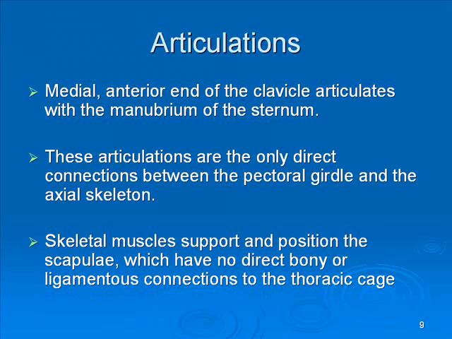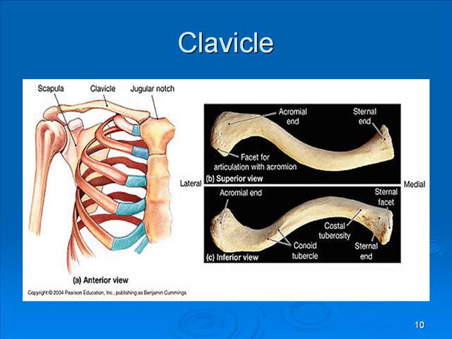It's also referred to as the sternal end of the clavicle. So if I would ask you the question, the sternal end of the clavicle is medial or lateral, you would know that it's medial because it articulates with the manubrium. So articulations are the only direct connection between the pectoral girdle and the axial skeletal system. Skeletal muscles support the position of the scapula, which has no direct bony connection with the body. So the scapula basically is supported by muscles. Now we'll go into a lot more detail about the muscles that support the scapula. Again, the scapula is the big, flat, broad bone in the posterior aspect of the body.